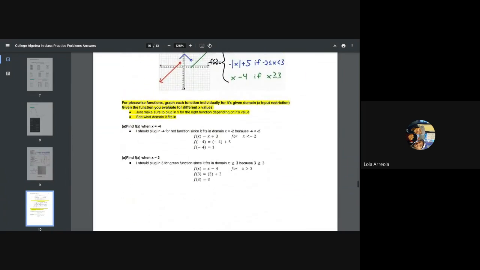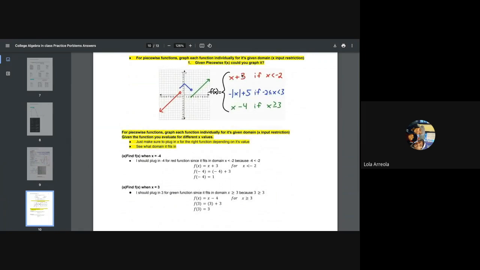But newsflash, I can have a piecewise function where I have a function made up of 3 functions, but they each have their own domain. That's the key part. So x plus 3, which is a line, the function is x plus 3. It's this guy, if x is less than -2. So notice at -2, this is the only instance I have x plus 3. Then from -2 to 3, I have this function. And then for x greater than or equal to 3, I have the x minus 4 function.